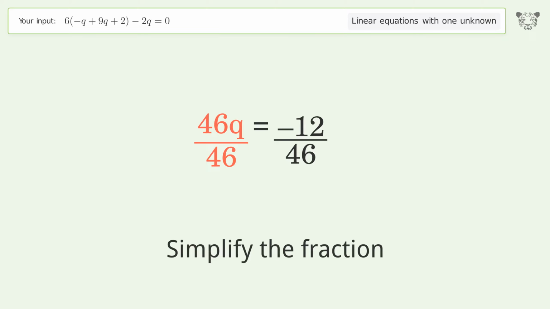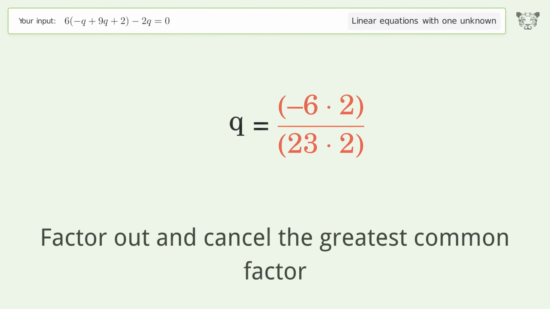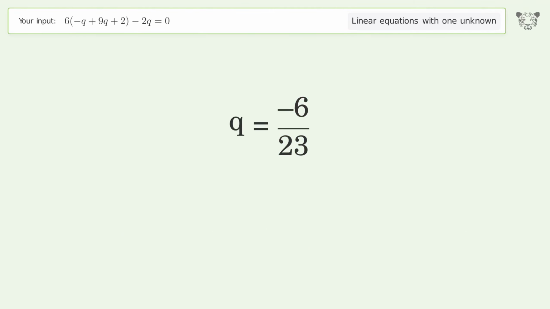Simplify the fraction. Find the greatest common factor of the numerator and denominator. Factor out and cancel the greatest common factor. And so the final result is q equals -6/23.